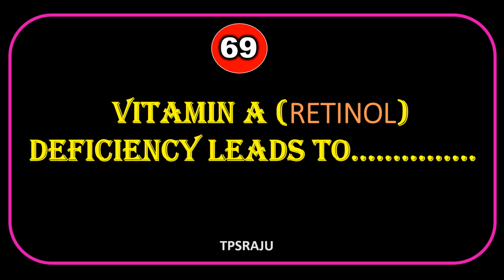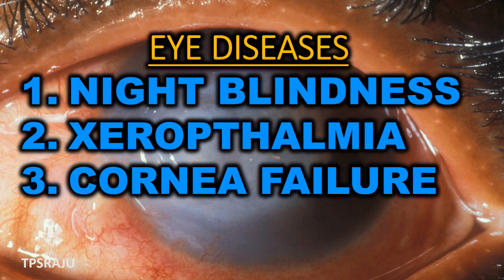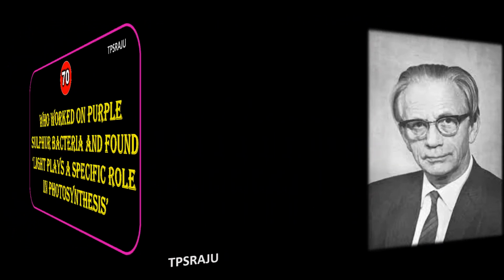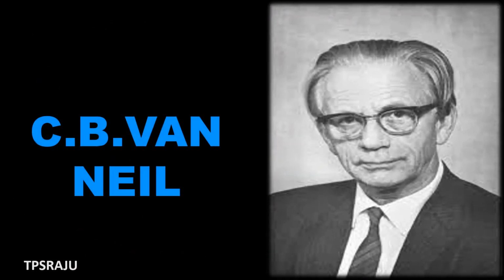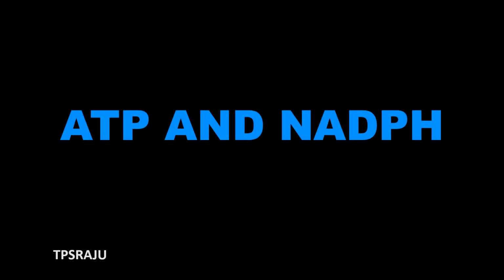Vitamin A deficiency leads to eye diseases, night blindness, xerophthalmia, cornea failure, etc. Who worked on purple sulfur bacteria and found light plays a specific role in photosynthesis? C.B. Van Niel. What are the connecting substances between light reaction and dark reaction? ATP and NADPH.